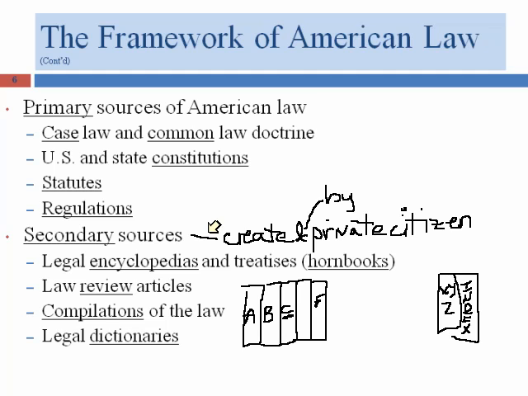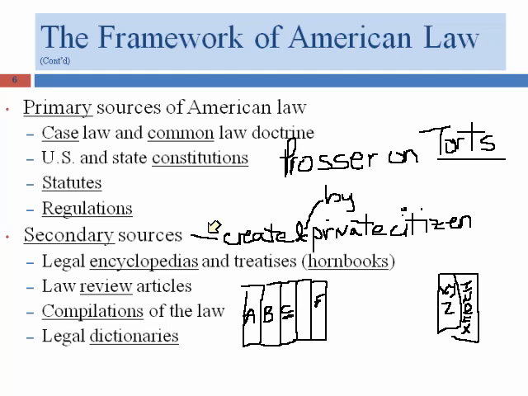An example of that is Prosser on torts. Mr. Prosser was a very famous law professor, and he's now passed away, but his book, Prosser on Torts, is the go-to book for law students who want to learn about torts. And even outside of law school, people who are writing briefs, for example, will oftentimes refer to Prosser on Torts.